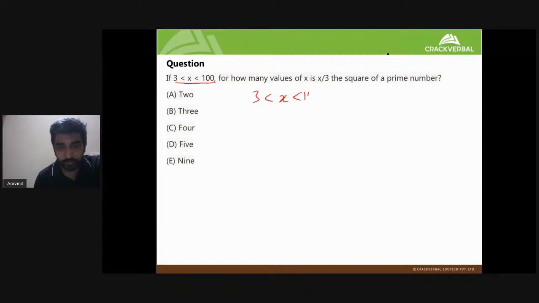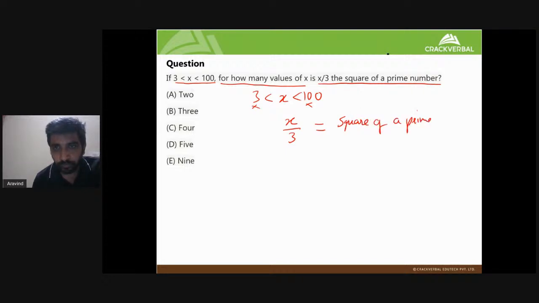Okay, if 3 is less than x, less than 100, so I know x lies between 3 and 100, and x cannot be 3, x cannot be 100. For how many values of x is x by 3 the square of a prime number? So x by 3 should be equal to the square of a prime number. At this point, a lot of students start plugging in for the value of x. But a better strategy, in my opinion, would be to say x is 3 times the square of a prime number.